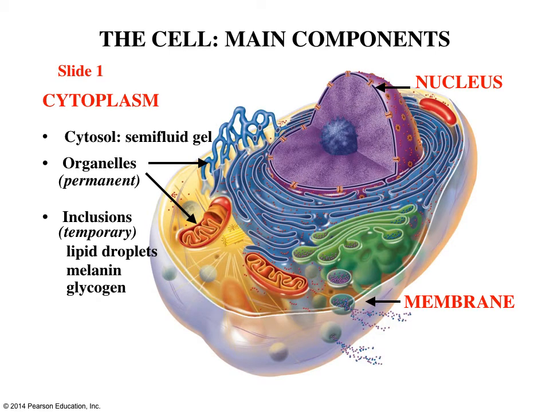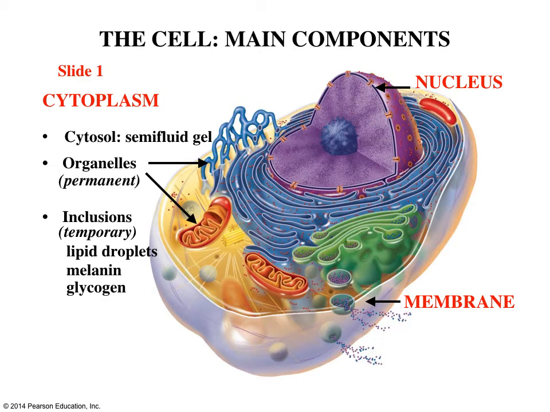The cell has three main components. The outer boundary is called the cell membrane. Typically, there's at least one central structure, and that's called the nucleus, which contains the genetic material.